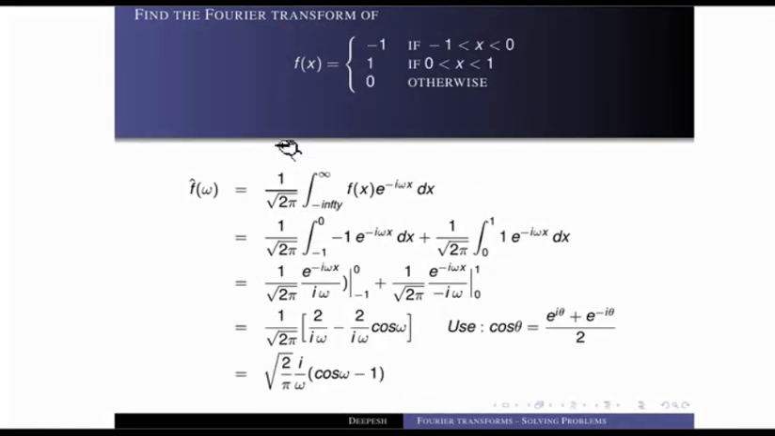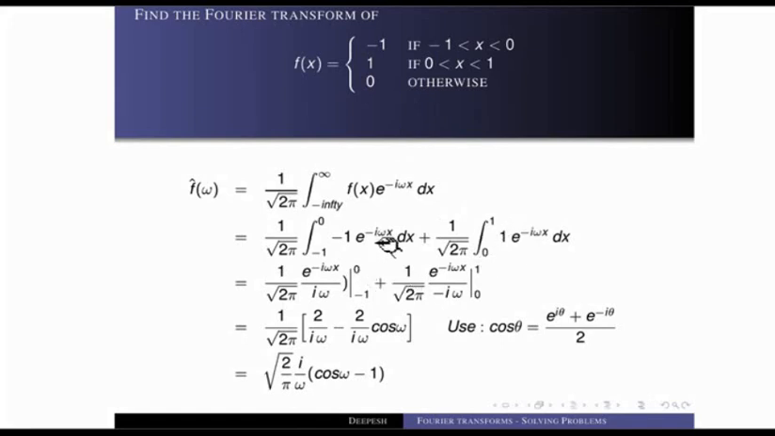There is another problem to find the Fourier transform, and the function is given in 3 branches. From -1 to +1 there are 2 values, -1 and +1, and otherwise it is 0. So this otherwise part you don't have to consider because it is anyway 0. So f cap of omega is equal to 1 by root of 2 pi, integral from -1 to 0 and 0 to 1, taken here because the function is given in these 2 branches. So in the branch -1 to 0 the function value is -1, and in the other branch the function is +1.